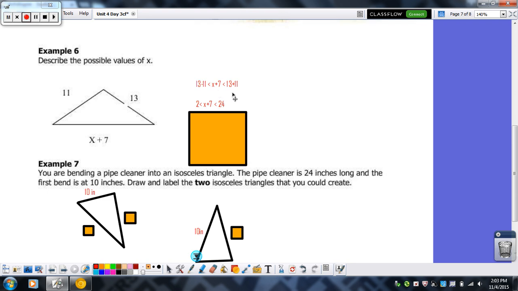Now, when we subtract 7, we have to do it to both sides. We can't just do it to one side. So we subtract 13 minus 11, which gives us 2. 13 plus 11 gives us 24, and the x plus 7 is still in the middle. So now we're going to subtract 7, which gives us negative 5, which is less than x, which is less than 24.